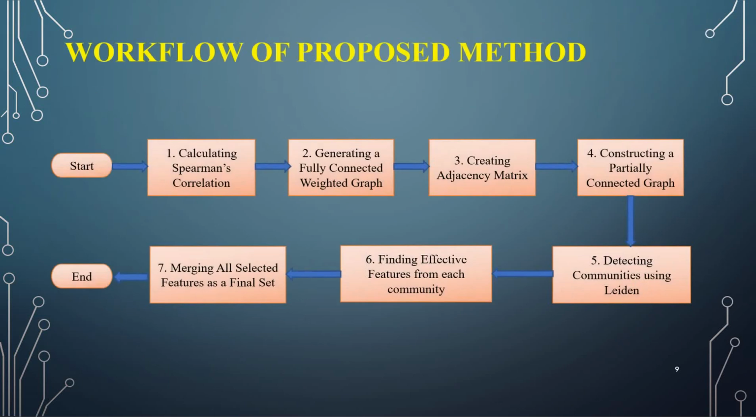And here is the workflow of our proposed method. As we said before, first we calculate a Spearman correlation among the features and also between features and class labels. Then we construct a fully connected weighted graph based on the weight equation. In step 3, we convert the graph to an adjacency matrix using a threshold value, which leads to converting the initial graph into some subgraphs and some single nodes.